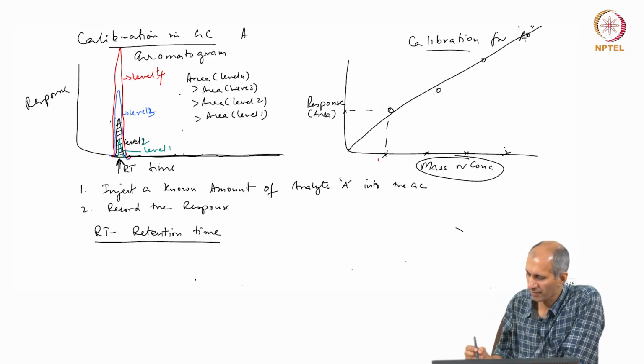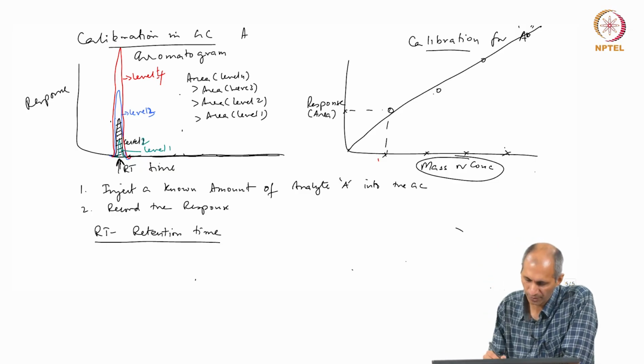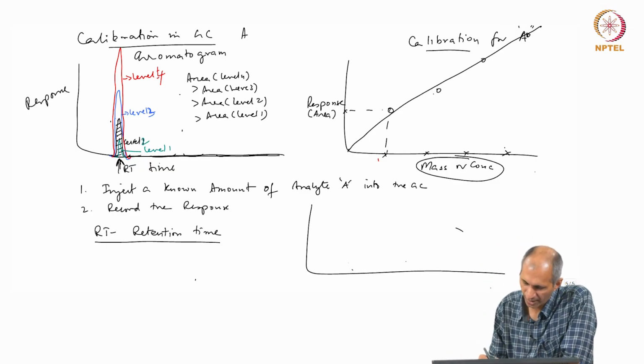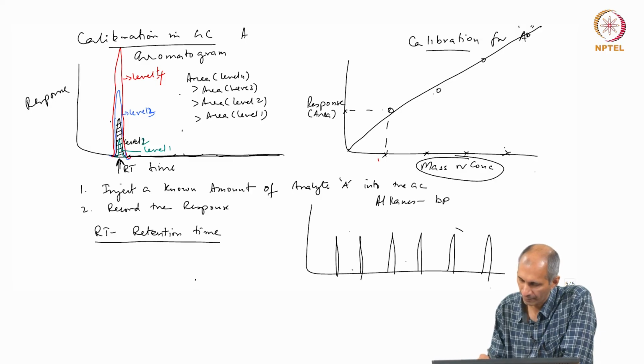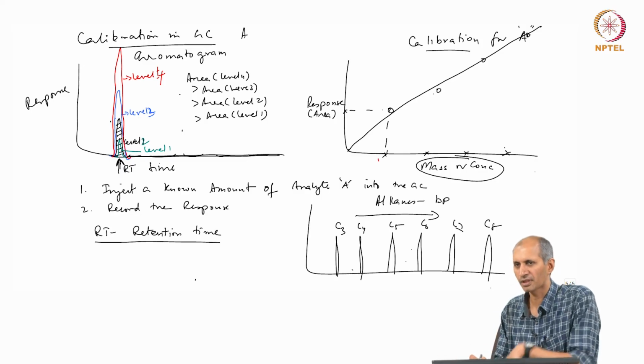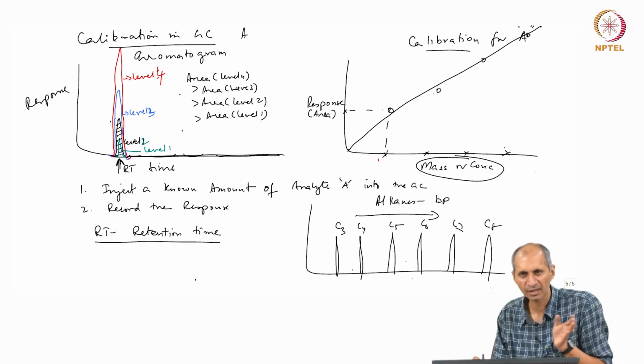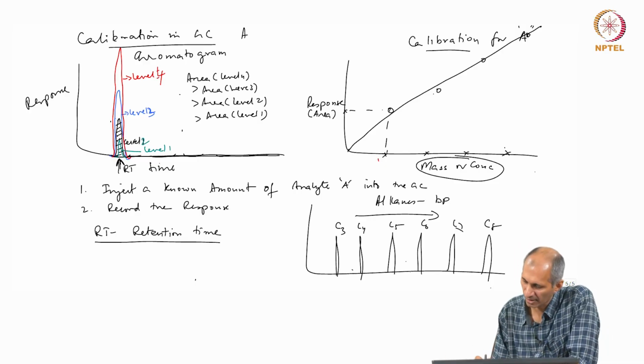So, if you have compounds that are in a series, for example, a series of alkanes with boiling points in increasing order, I can get a series of peaks. This is C3, this is C4, this is C5, C6, C7, C8 for example. And these boiling points are increasing in this order, and the molecular weights are increasing in order. So, you can predict that as the boiling points are increasing, peaks will come in this order and so on.